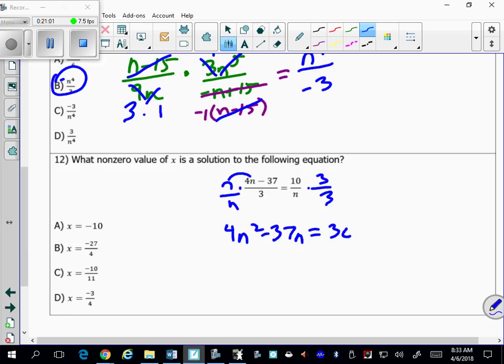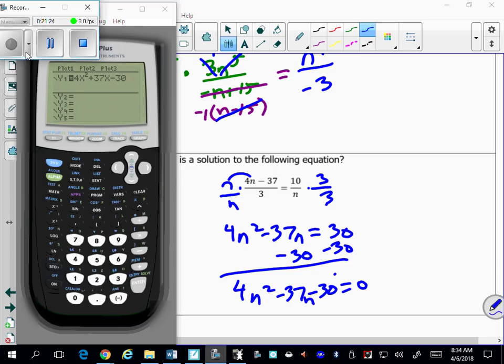You have a quadratic, so let's move all the terms to one side, and we're going to look at either doing the quadratic formula or factoring. Actually, I'm just going to put this in the calculator. It should be easier. So I put it in the calculator. I saw I forgot the n here, so thank you for telling me. We have put it in the calculator, and what we're looking for is a solution.